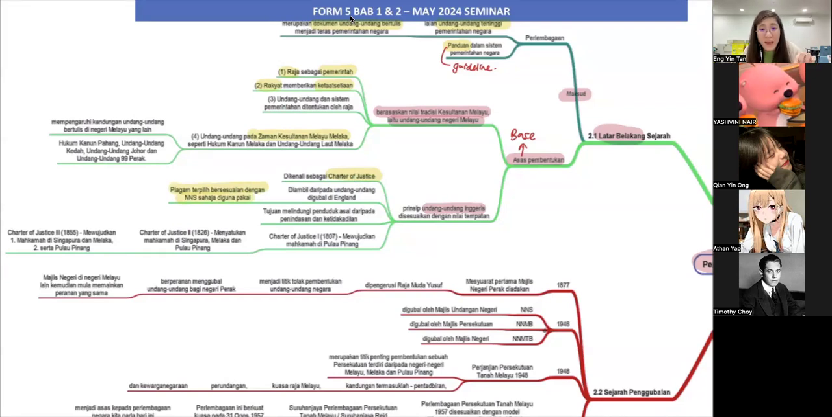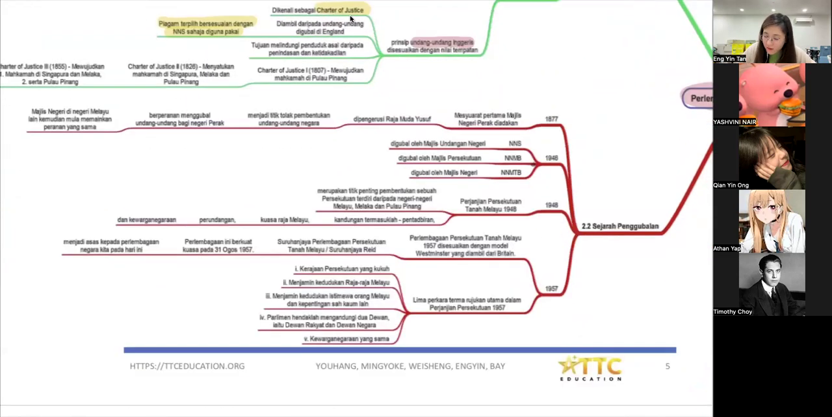Piagam terpilih yang bersesuaian dengan negara kita. Yang bersesuaian dengan NNS, because that time the British took over NNS first. So they choose a few that are suitable and relevant to them. Baru diguna pakai. So that is the basic one. You see, long time ago like this. And they tell you the sejarah.